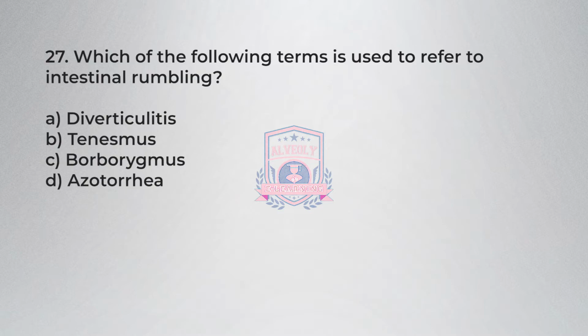Question 27. Which of the following terms is used to refer to intestinal rumbling? A. Diverticulitis. B. Tenesmus. C. Borborygmus. D. Azoturia. Correct answer is C. Borborygmus.